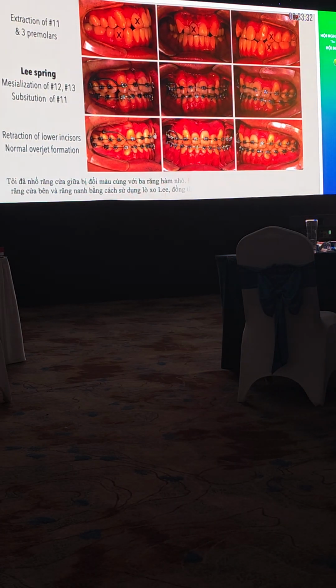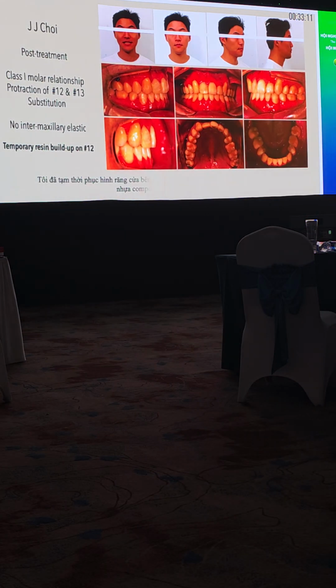I extracted the discolored maxillary central incisor along with the 3 premolars. To close the extraction space of the central incisor, I moved the lateral incisors and canines medially using the wrist spring and retracted the mandibular incisors to create a compromised occlusion. I temporarily restored the lateral incisor that was replaced with the central incisor using resin buildup and completed the treatment.